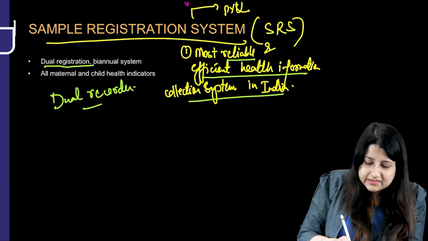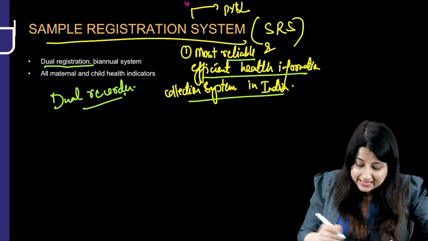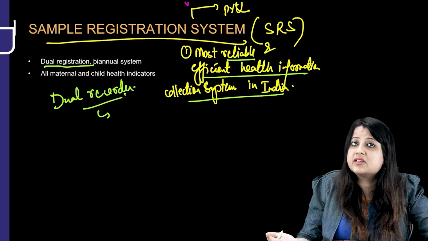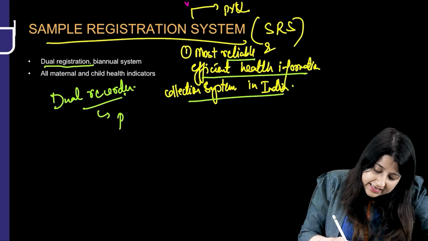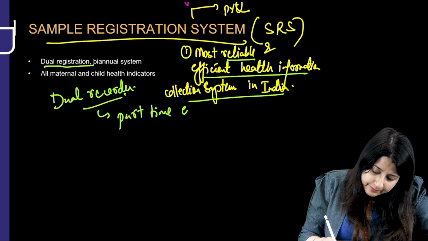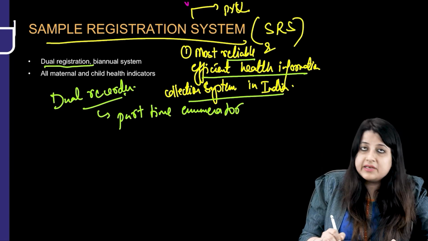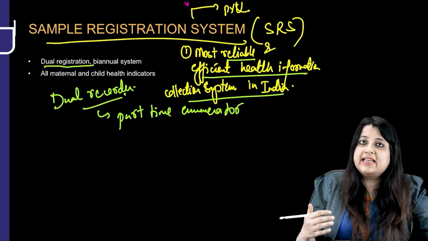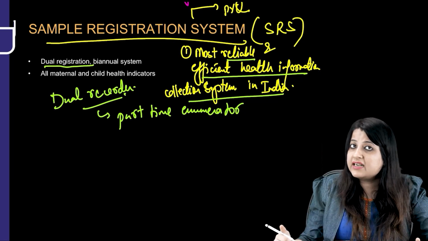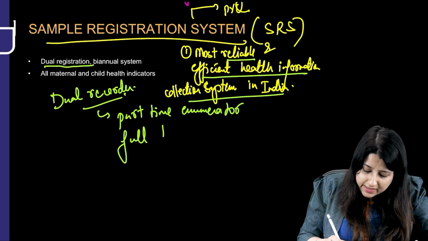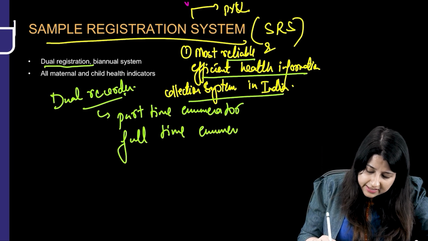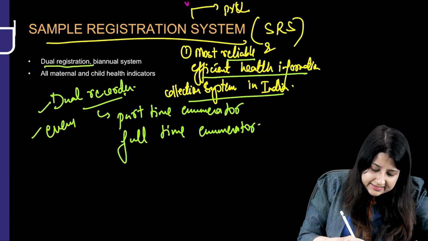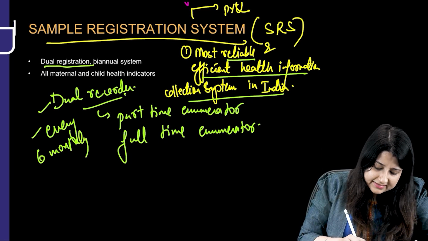Dual recorder means what? It is a dual record system. This is very, very important. Here we have a part-time enumerator, who can be any health personnel who can collect the information. Whatever data is collected by the part-time enumerator is verified by a full-time enumerator. So it is a dual recorder collecting system, and it is done every 6 monthly.